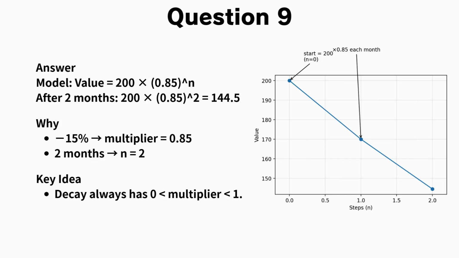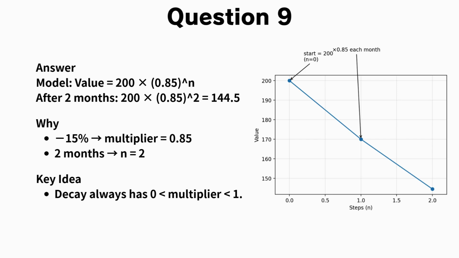Now, let's begin the explanation for question 9. In this problem, the key idea is that the value is changing by a percentage, not by a fixed amount. Each month, the device loses 15% of its current value. Whenever a quantity changes by the same percentage each step, we use an exponential model.